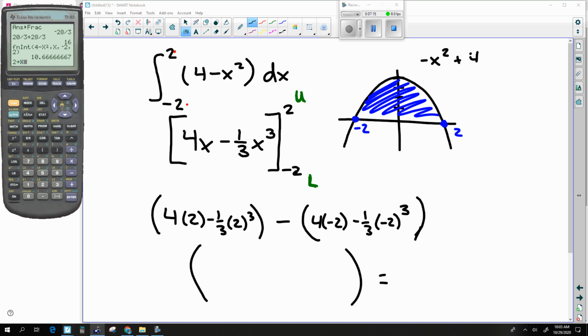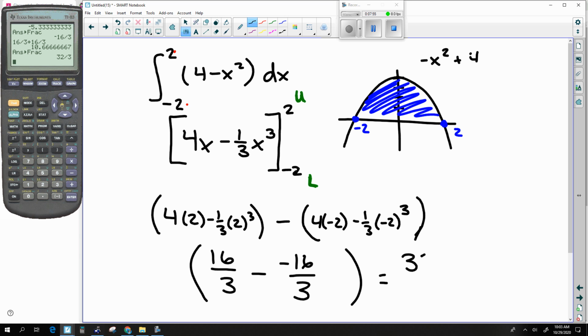I just had a complete brain fart, and I was squaring the two, not cubing the two. So the first one is 4x minus 1/3 x to the third. So this is 16 thirds minus, with negative 2 going in for x, which is again negative 16 thirds. And so this is going to be 32 thirds. Yeah, 32 thirds. My bad.